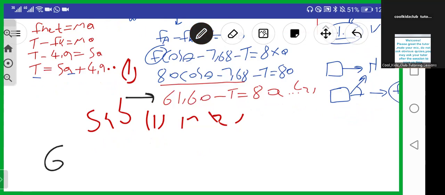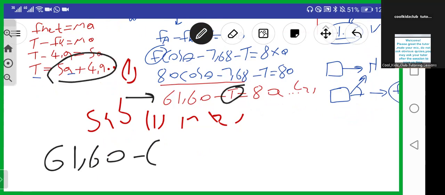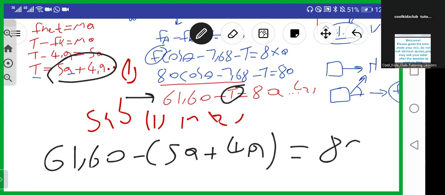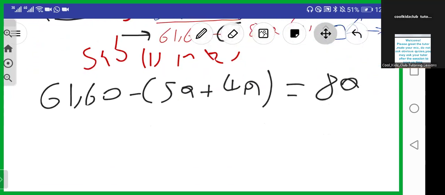I have 61,60 minus, now where the T is, I will substitute my T. So I will have 5A plus 4,9, then equal to 8A. Then I'm going to continue simplifying.